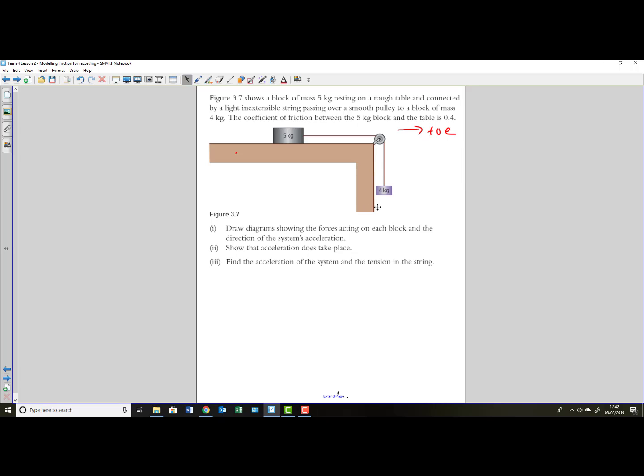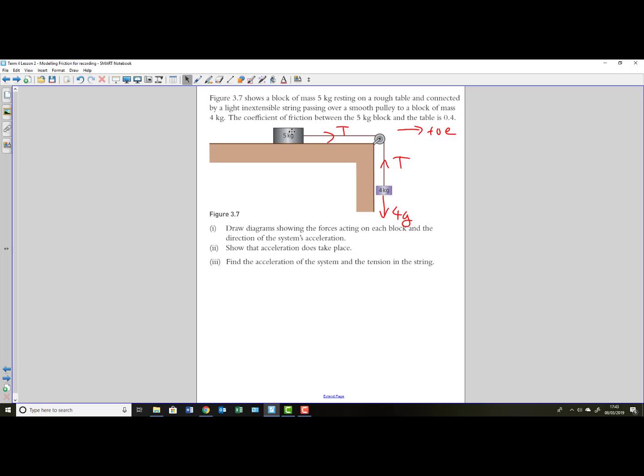First, this one down here, the 4 kilogram weight. Well, it's obviously got a weight of 4g pulling it down, and a tension of T in the string pulling it back up. Now, T is not going to be equal to 4g, because if it is, the whole thing is static and nothing moves. So I'm assuming T is going to be a bit less than 4g, so there's a net acceleration downwards. Now, the tension is the same throughout the string, so I can add another arrow there, T, and that's me done with the weight.